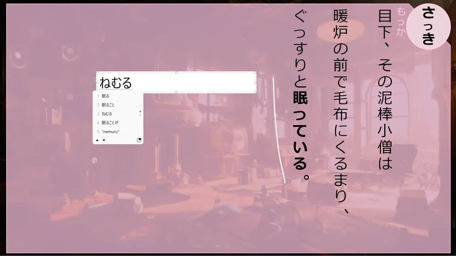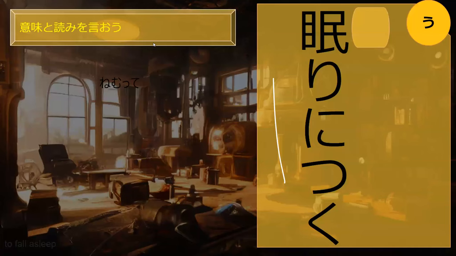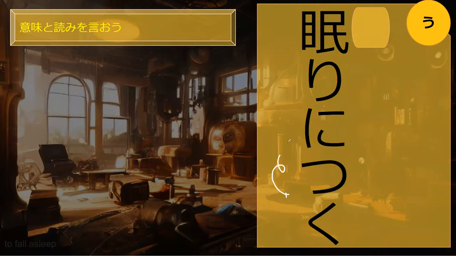Nemuru. Nemui. In this case, so nemute. To be sleeping. That's exactly what I'm feeling right now. Yeah, I can tell. You've got 5 minutes left before you can go to bed. Hang in there. Gambatte. You're almost there. Nemuri ni tsuku means to fall asleep, which you're also doing right now.